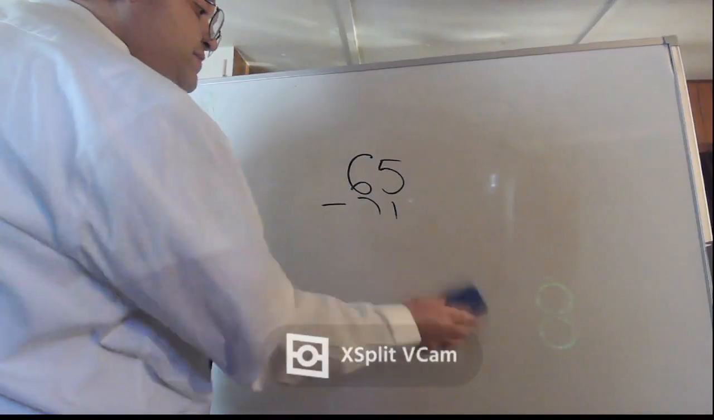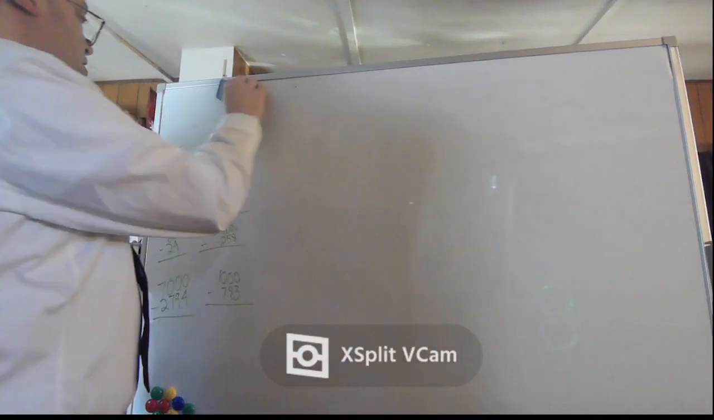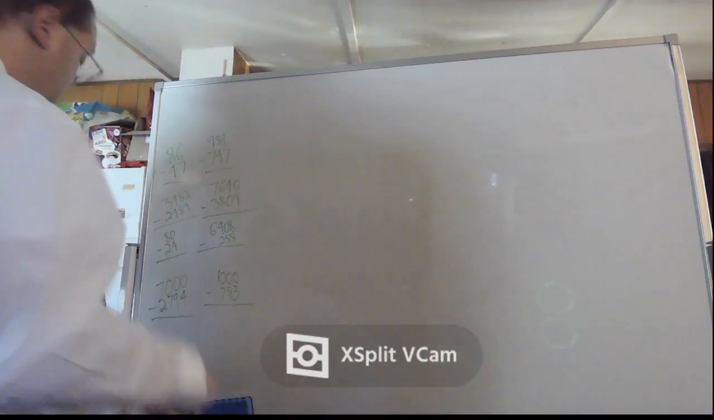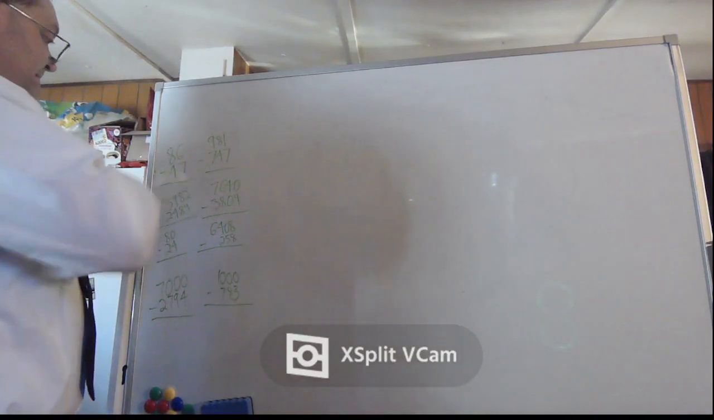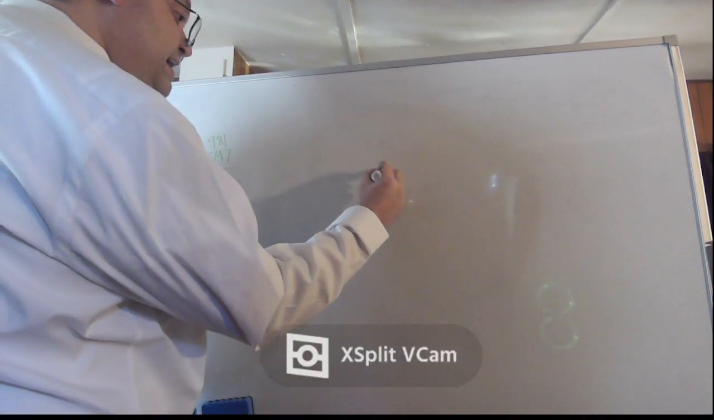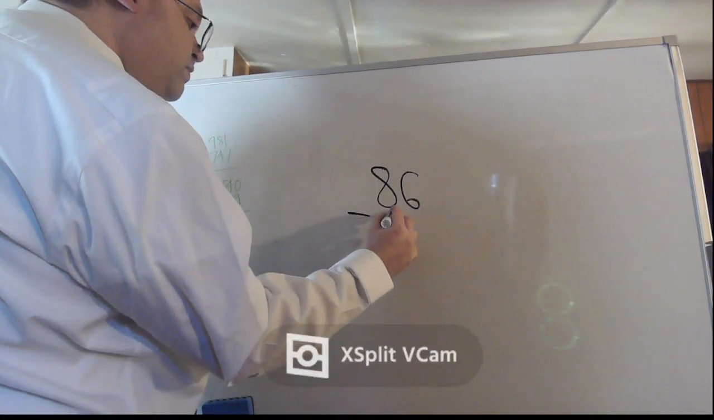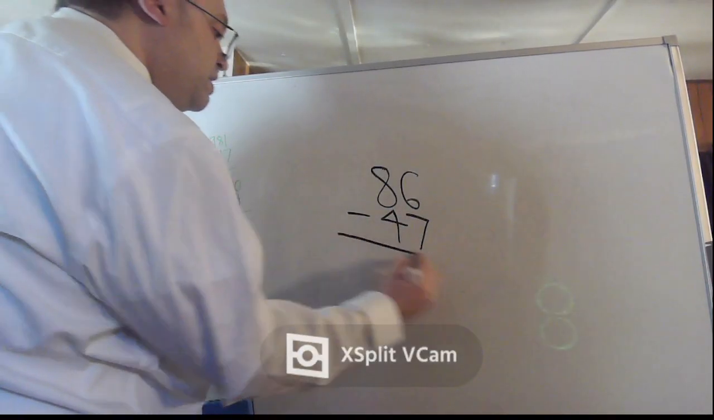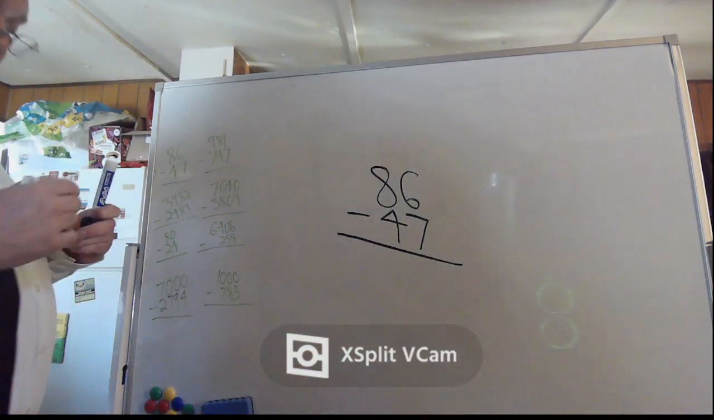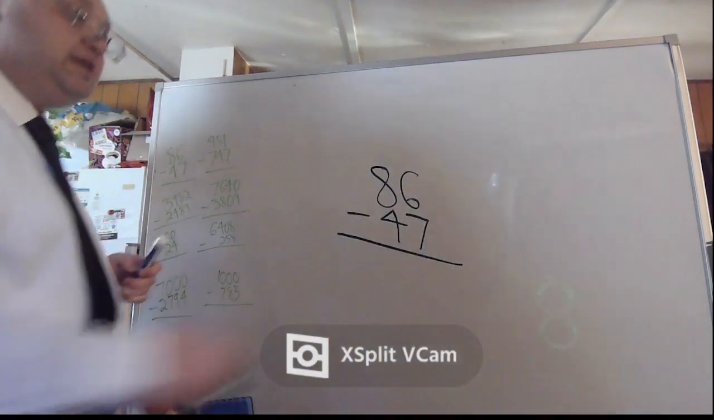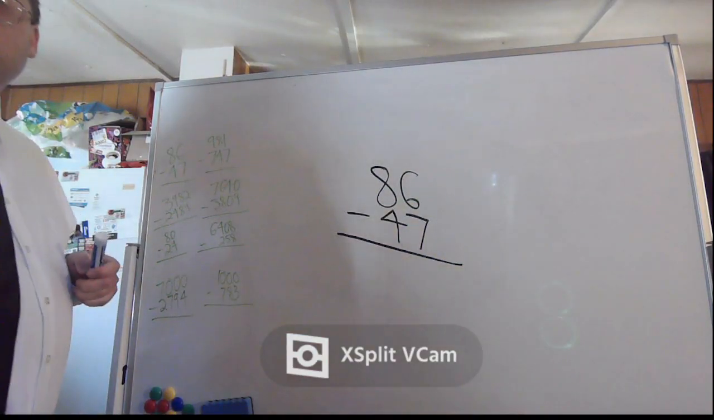Not so bad so far, right? I think it's time we take this up another notch. Let's do 86 minus 47. Well, we start with the ones place. Immediately, we notice something. We can't do 6 minus 7. It doesn't work.